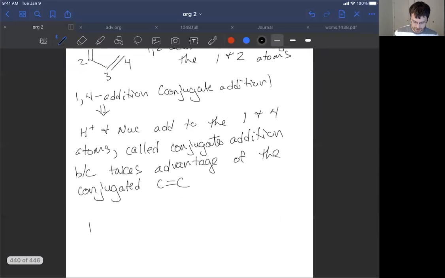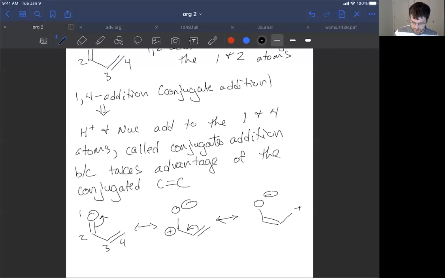Well, let's go back to our resonance structures. Let me get these numbers in front of us again. So we could push the electrons onto the oxygen, and then we could swing the electrons over. And in this case, for this resonance structure, we could put the nucleophile here, and then H plus here. I'm not going to break the rules. There we go. Negative adds to positive. So the H plus goes on the oxygen still, and the nucleophile goes at carbon 4.